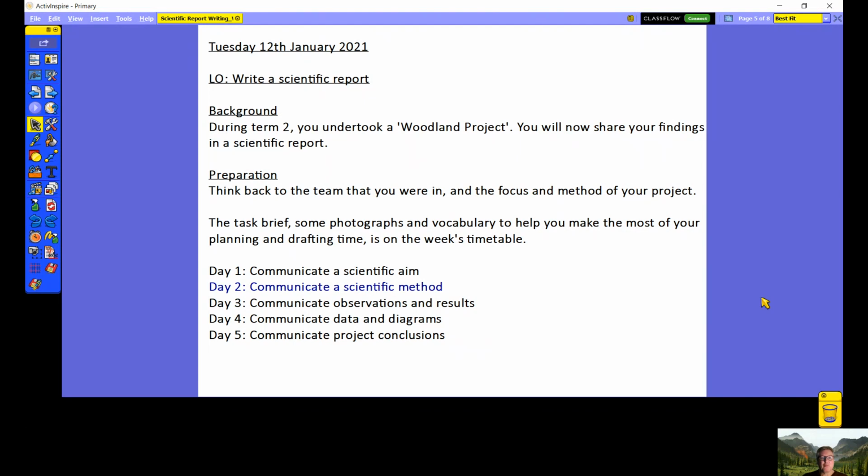On Monday, it was really great to see some pictures of your writing, of your aim, and also those people who volunteered to share their aim by reading it on our Zoom meeting. That was really brilliant. So thank you very much to Lola and to Alexander.